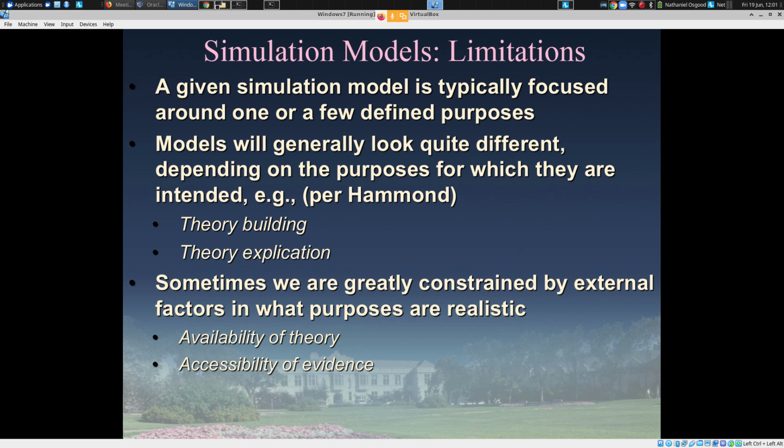What models you build will be very much shaped by your aims. Ross Hammond speaks about modeling for theory building versus modeling for theory explication. So to the degree that you're trying to build up theory, models can be extremely useful in a very stylized way, in a way that has very little empirical data, or only modest amounts of empirical data. Theory explication requires models that are typically much more grounded empirically.